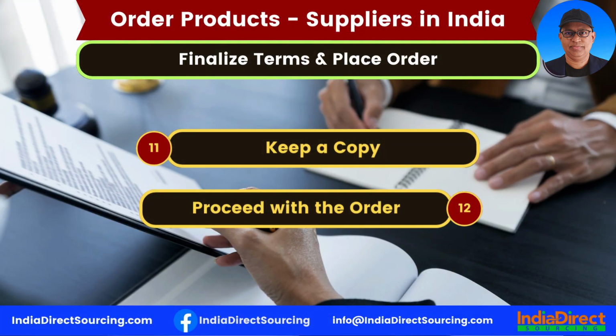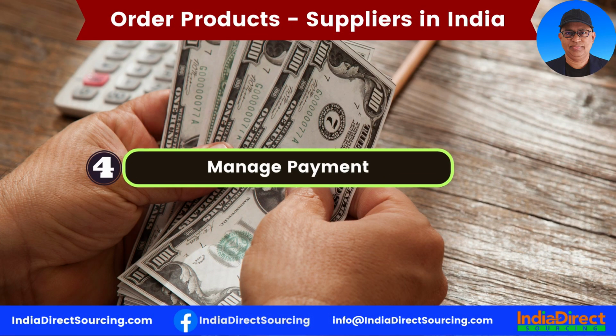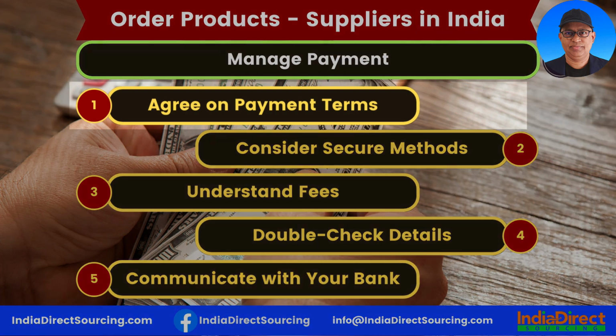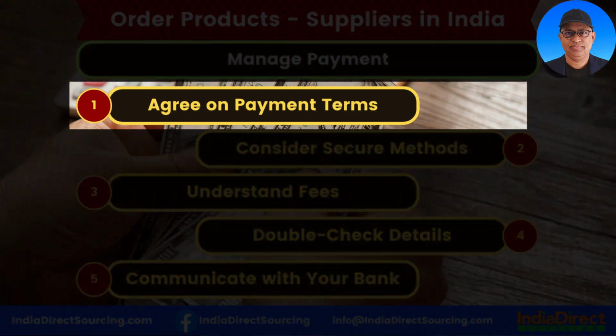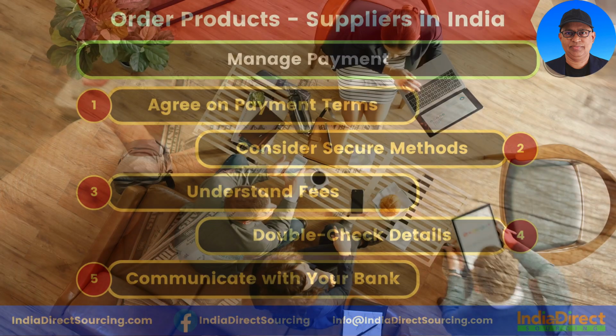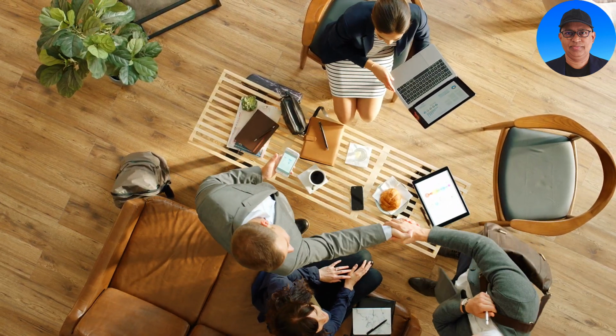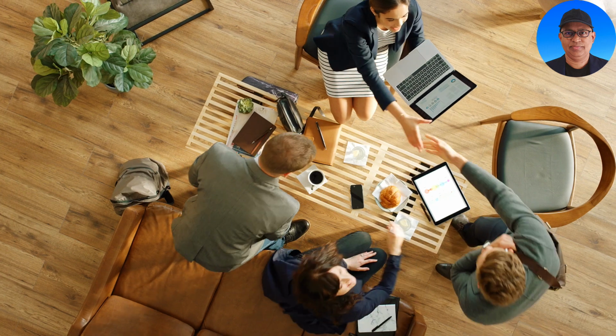Let's move on. Okay, number 4 is manage payments. Okay, so to manage the payments, you have to follow the steps in the process with your supplier in India. Step 1 is agree on payment terms. Talk to your supplier about how you will pay them. Decide on the payment terms, like when and how you will send money. This could be before delivery or after delivery or in installments.